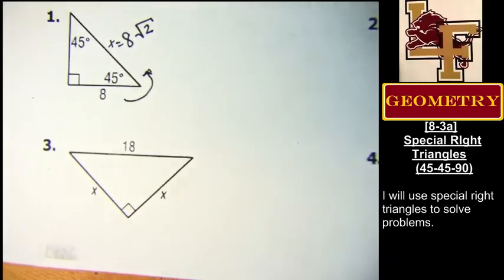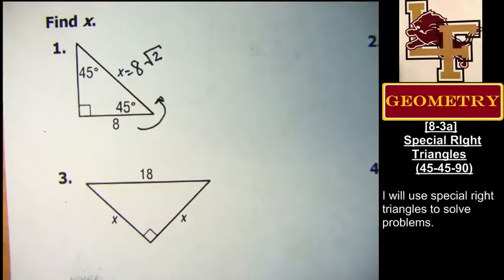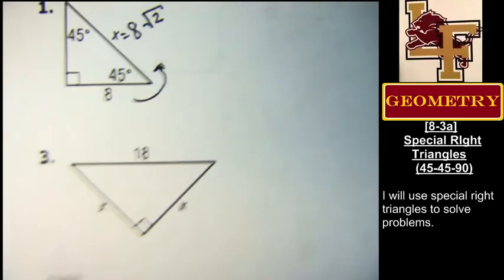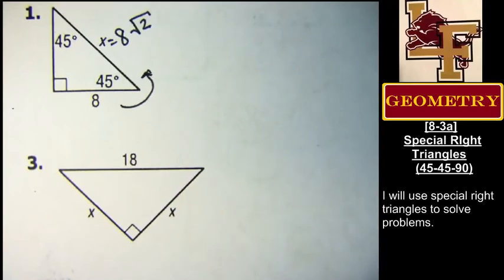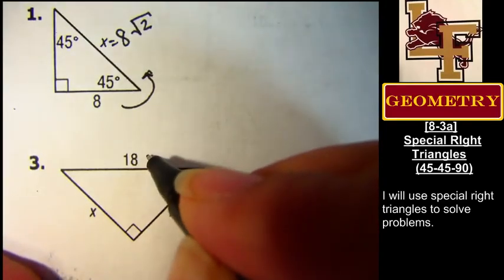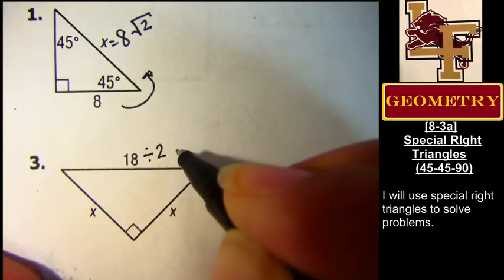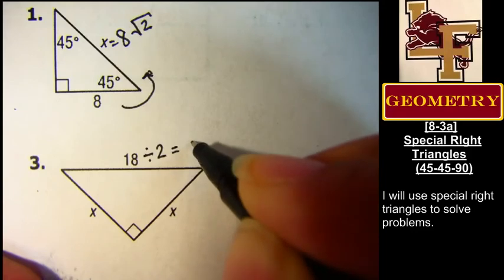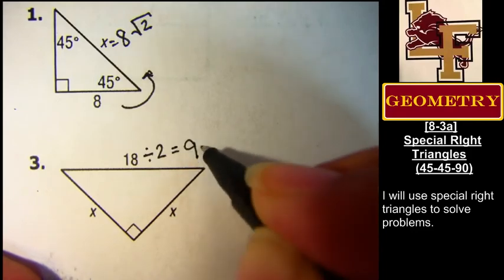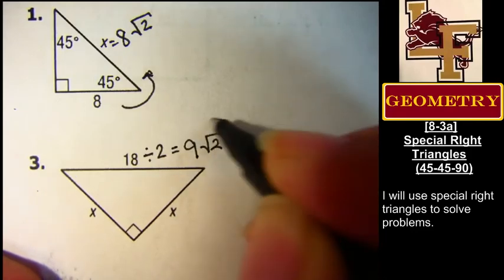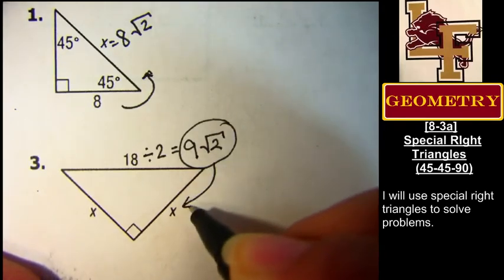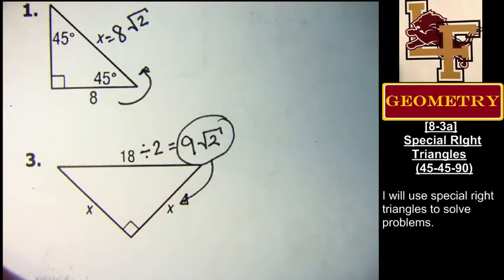Look at number 3 on the pre-made notes I made you. Are you given a leg or a hypotenuse? Hypotenuse. What was the pattern? Divide by 2. And that gives you 9. Then you tack on a square root 2 to it, and that is the measure of the leg. Okay, so 9 square root 2.